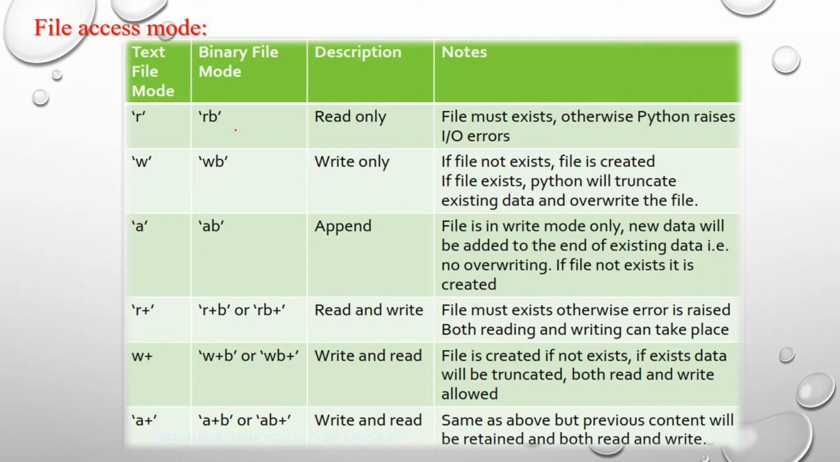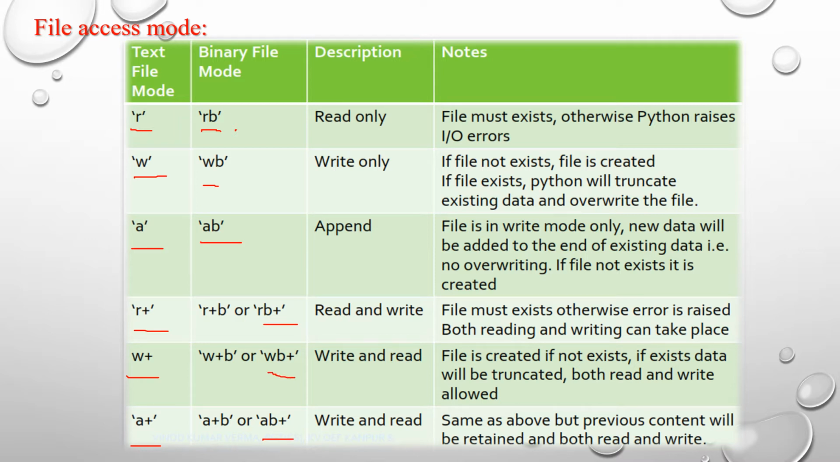Now we will see the access modes. Python supports two types of files. The first one is the text file and the second is the binary file. The text file modes are r, w, a, r plus, w plus and a plus. And the binary file modes are rb, wb, ab, rb plus, wb plus and ab plus.